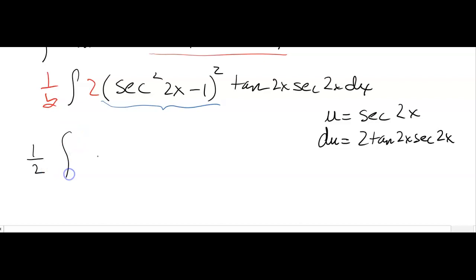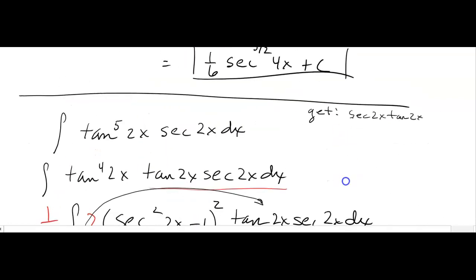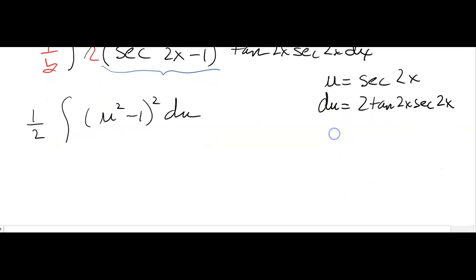Ooh, 1/2. The 2 goes with that, becomes du, and I have u squared minus 1 squared du. Isn't that a much easier integral to work with than the original? And then, just do all your algebra magic. I'm not gonna, you can figure this out.